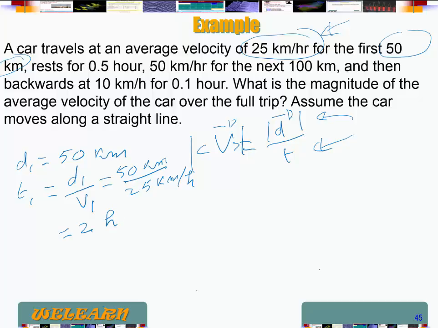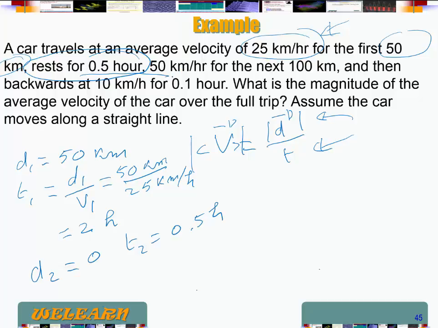Okay, now for T2, for segment 2, here is segment 2. It rests for 0.5 hours. Rests meaning our displacement is equal to 0. My T2 is given. It's 0.5 hours. So we are covered with that one.